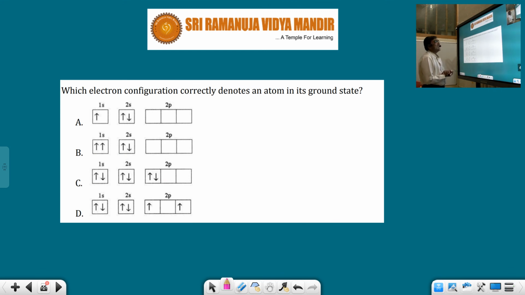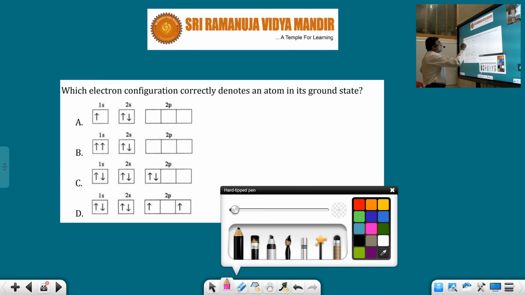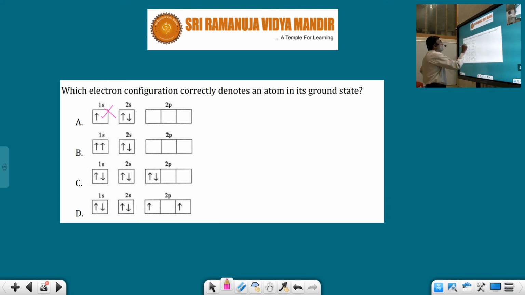Which electronic configuration correctly denotes the atom in the ground state? Very simple. Let us work out which is in the ground state. So the first one is wrong. Why? Because it is excited, from here to here. This electron here is excited here, so it is not a ground state. Parallel spins are wrong, so here also it is wrong, so this is fine. You can write it this way, no problem.